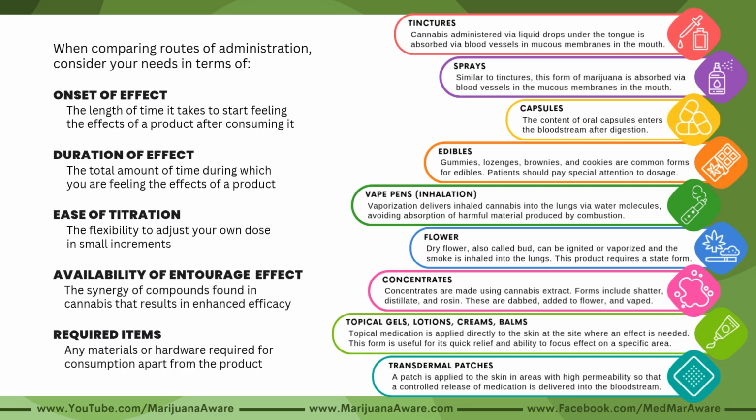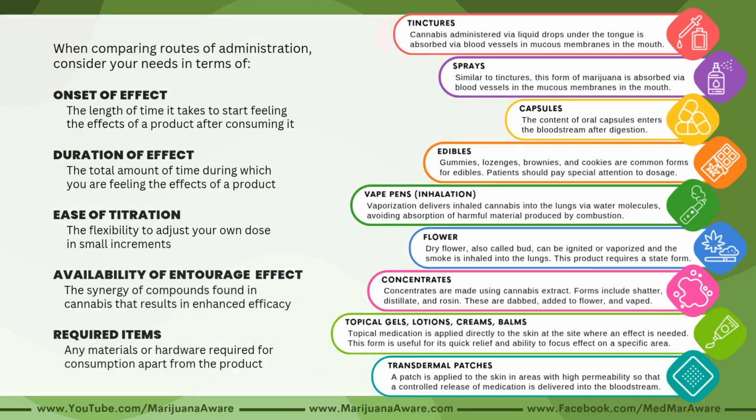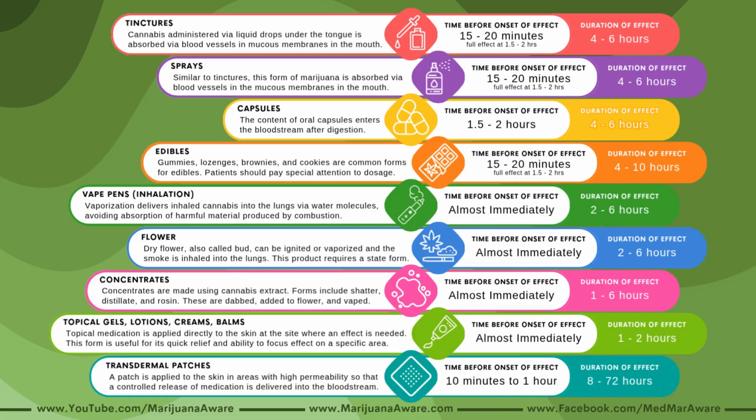to consume the product. On the right, you'll see most of the common routes of administration, along with the way they're absorbed in the body, the onset, and the duration time. For example, you can compare the routes of administration based on their onset and duration. Now, onset and duration are typically a trade-off. The faster something works, the faster it will leave your body. The longer it takes for something to work, the longer it will stay in your system.